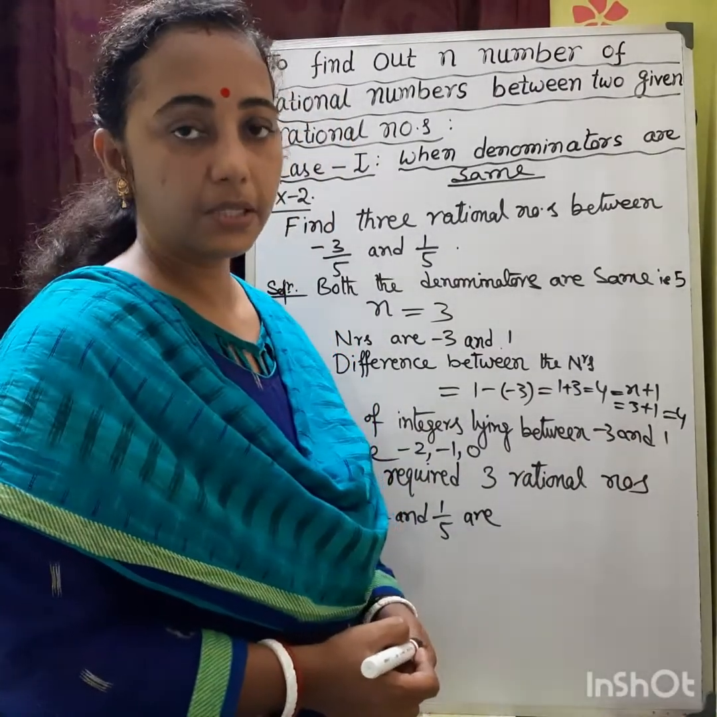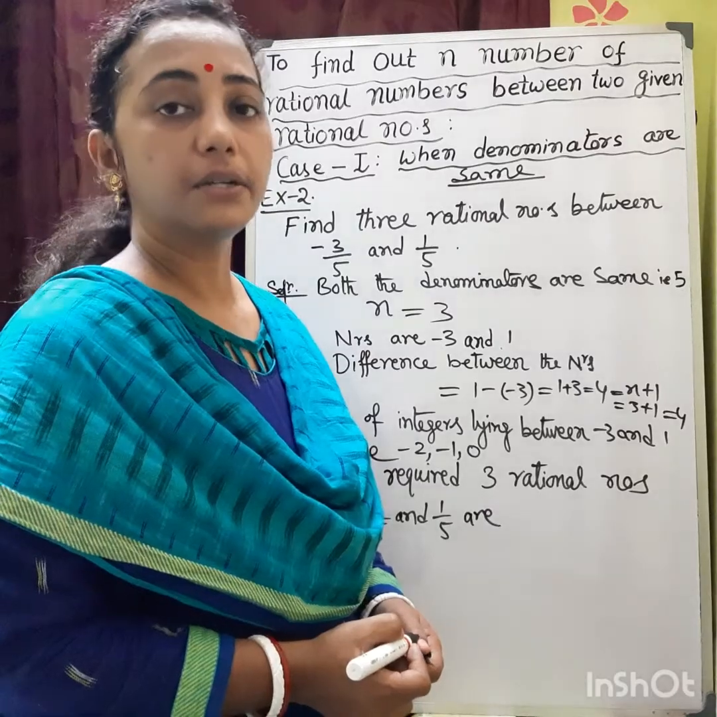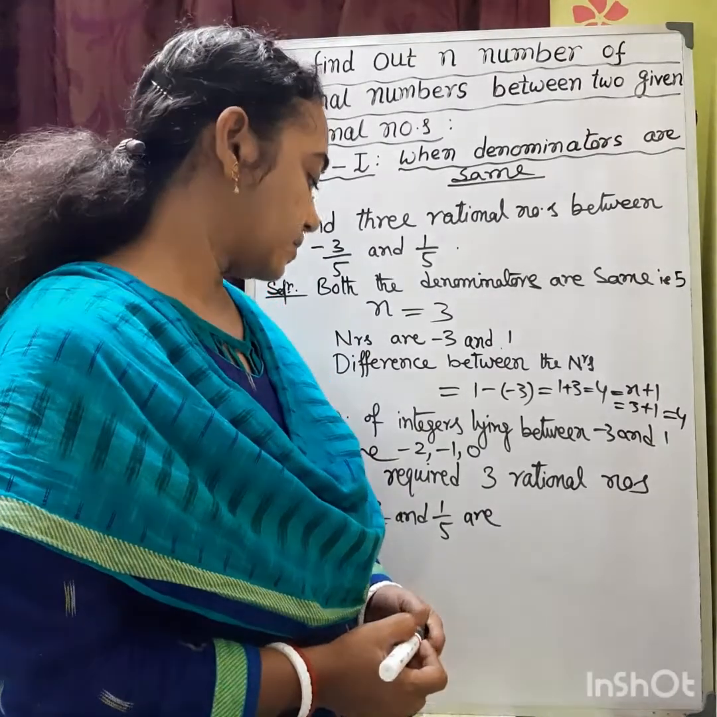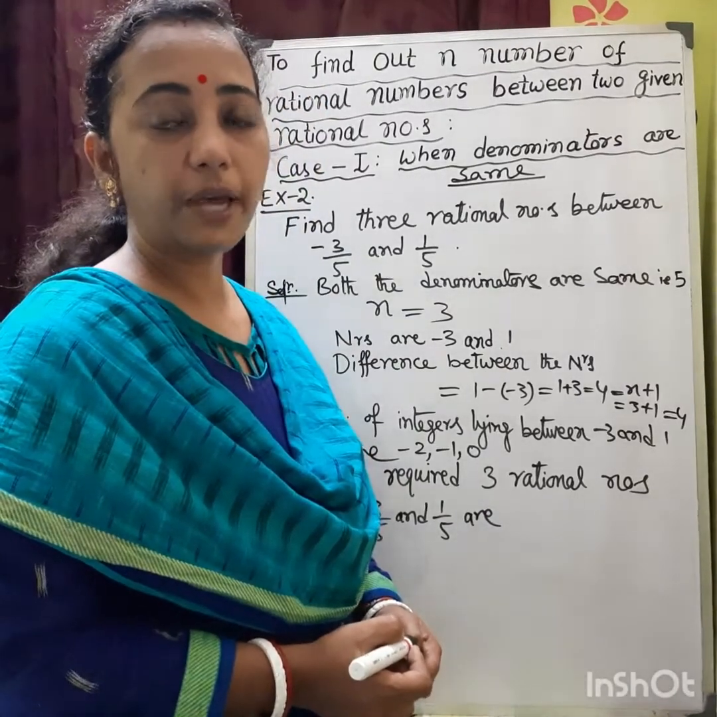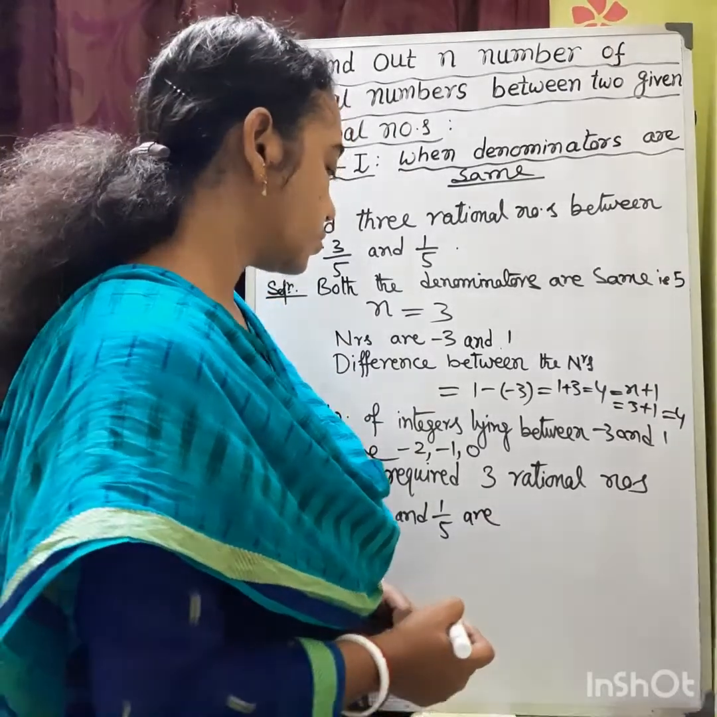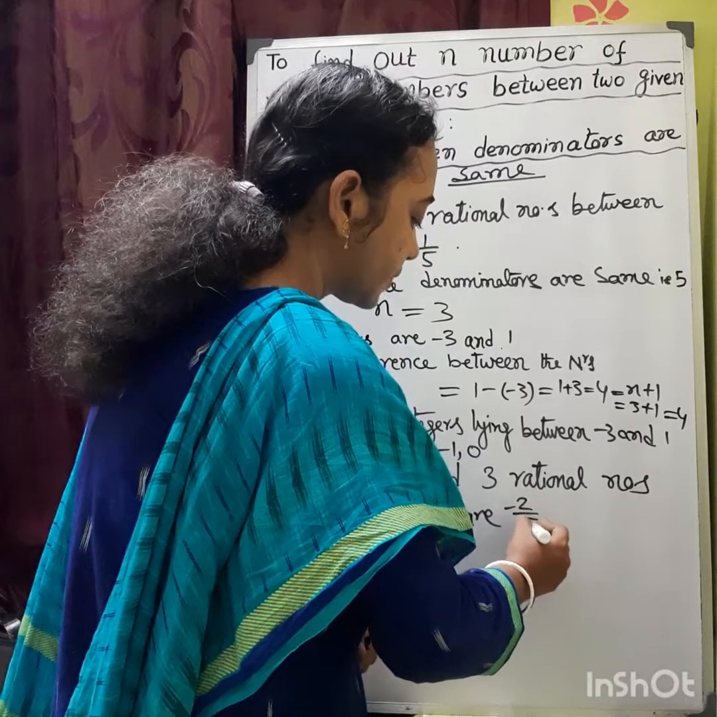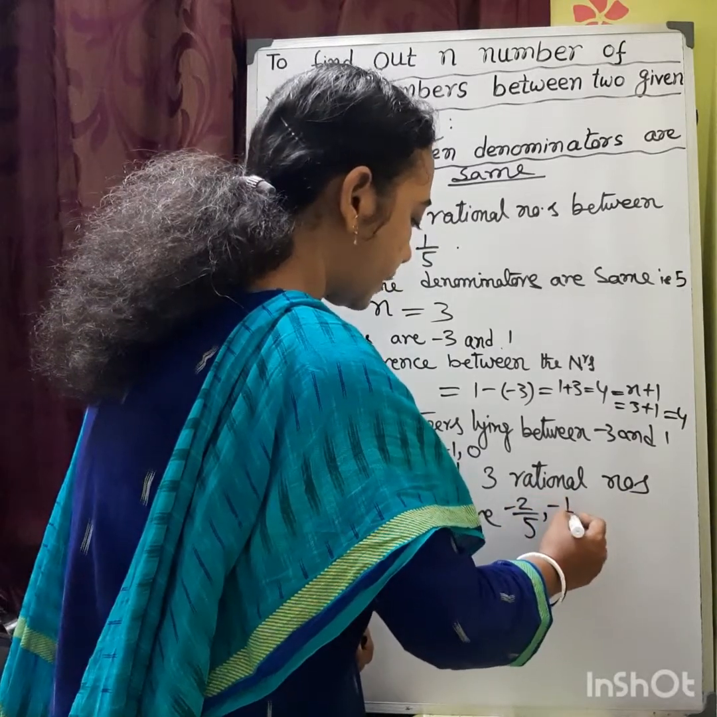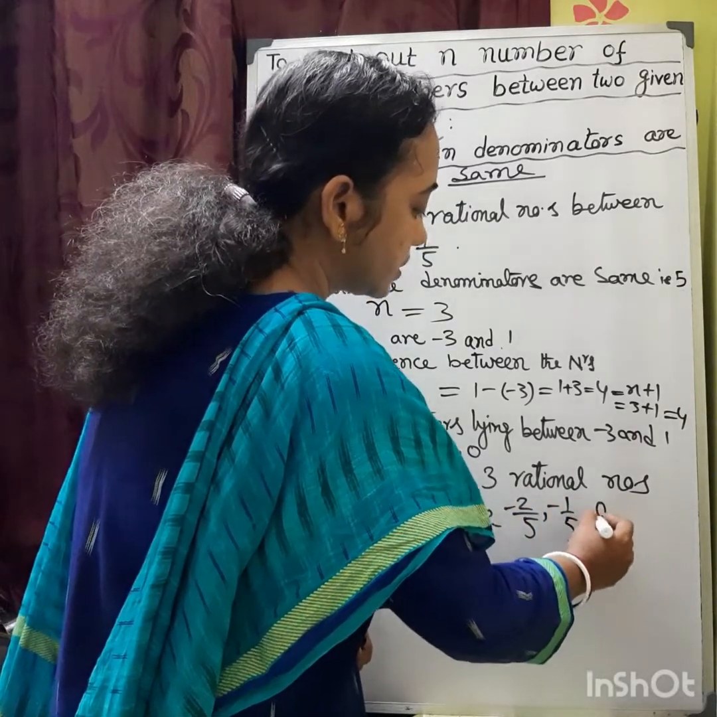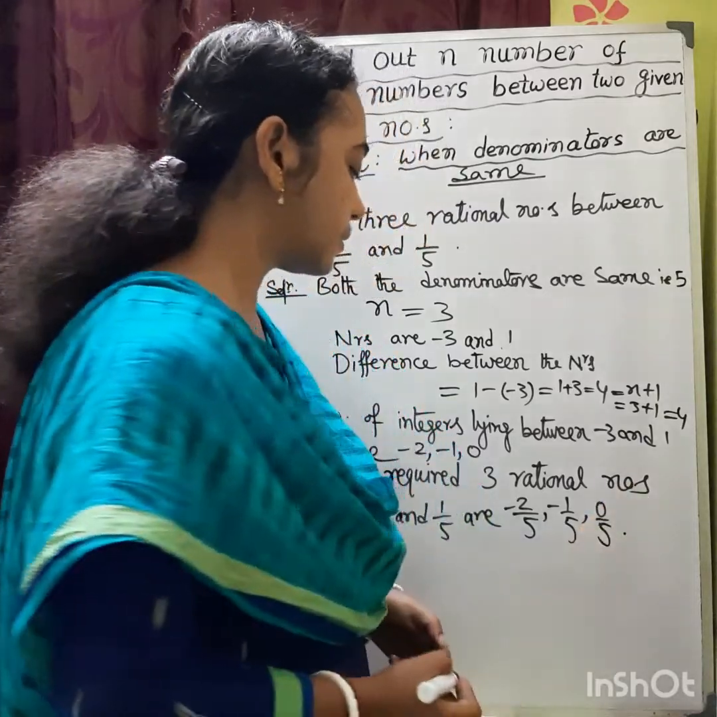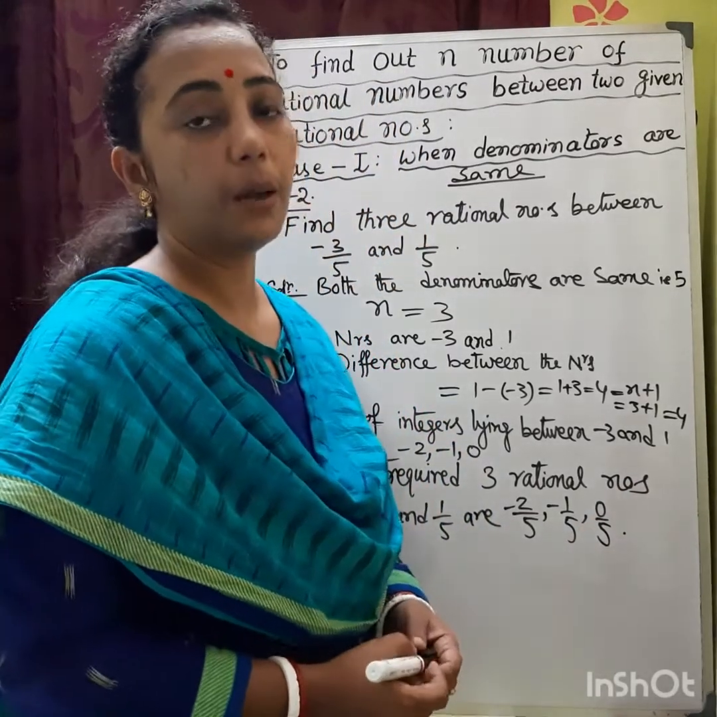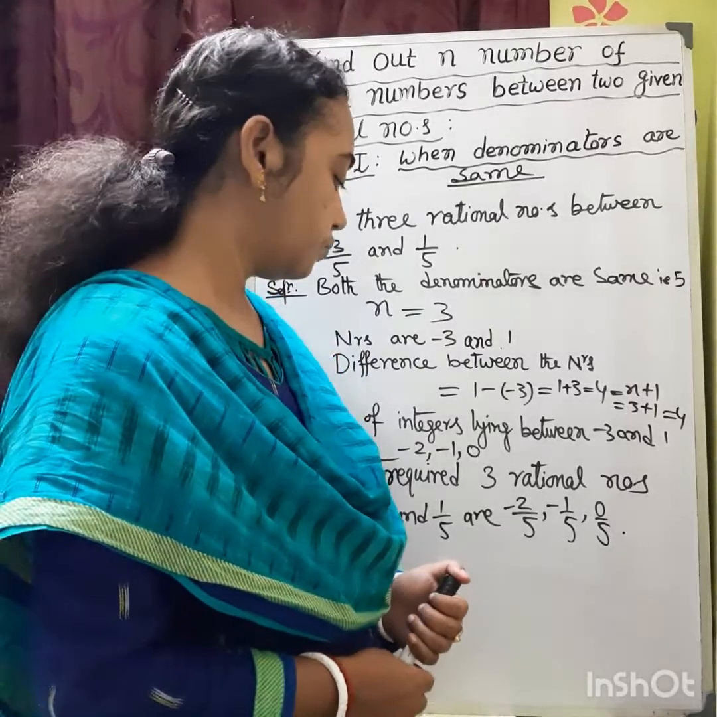So in this case, we can easily get the required 3 rational numbers between minus 3 by 5 and 1 by 5. What are they? One is minus 2 by 5, then minus 1 by 5, and another is 0 by 5. So these are the required 3 rational numbers between minus 3 by 5 and 1 by 5.